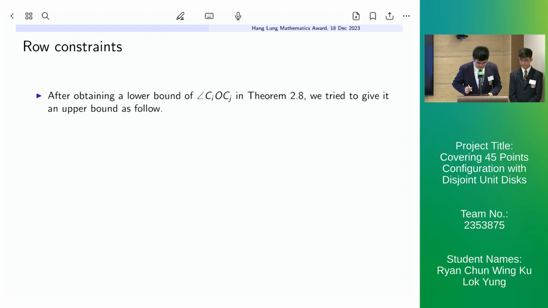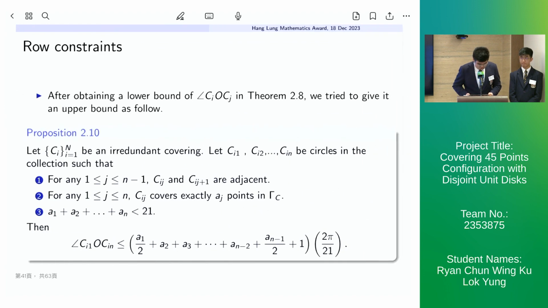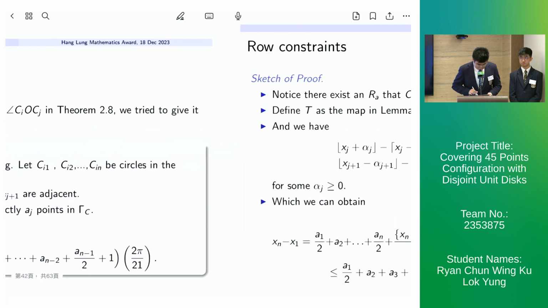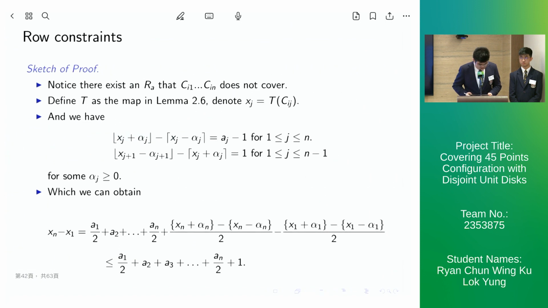Following 2.8 and 2.9, we are also interested in providing a lower bound to the angle between two disk centers. Hence we proved proposition 2.10, which generalized the two adjacent disks to a collection of adjacent disks and provided this lower bound to an angle to strengthen theorem 2.8. Notice by definition, there exists an RA that the collection does not cover on gamma C.